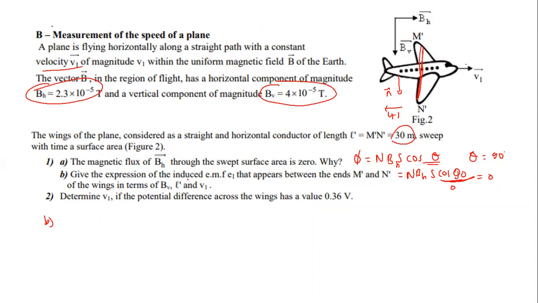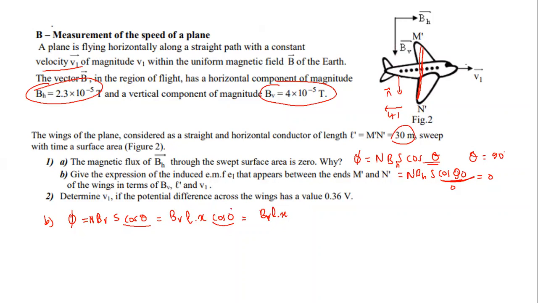Now part B: give the expression of the induced electromotive force, E1, that appears between the ends M prime and N prime in terms of BV, L prime, and V1. So first, we'll say that phi is equal to N times BV times S times cosine theta. N is equal to 1. S is the length times the width, so we'll get L times x. Cosine theta is the angle between BV and the normal, and they are both parallel, in the same direction. So we get cosine 0, which equals 1. So the answer becomes BV times L times x.